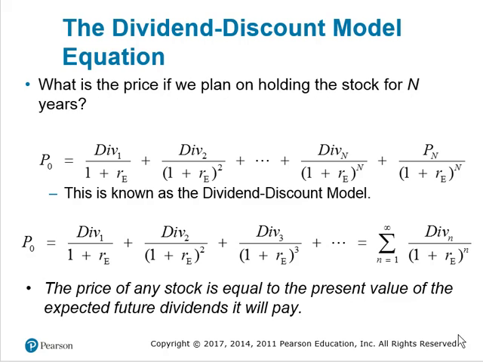So let's expand this to a multi-period model, a longer version. This is known as the dividend discount model. We need to know the present value of all of the dividends up to period N, plus we need to know the price at the end of the period.